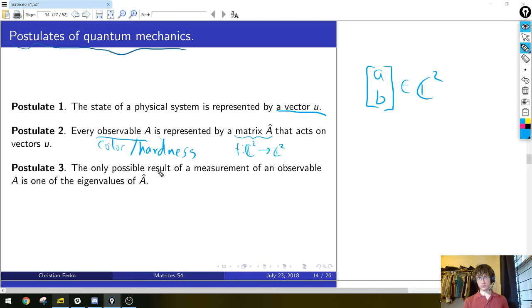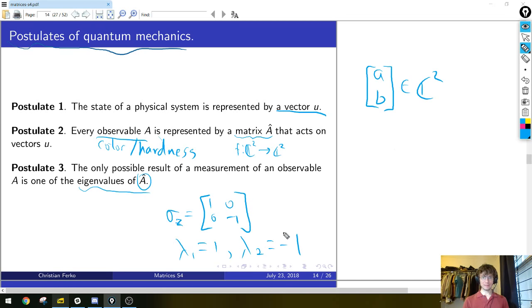Postulate 3: every time you perform a measurement, you measure an observable A. The only possible results you get for that measurement are the eigenvalues of the associated matrix A hat. So if we measure something associated with sigma z, which is 1, 0, 0, minus 1, the eigenvalues, since this is diagonal, are just the diagonal entries. You will only be able to get the results plus 1 and minus 1. Those are the only two. We can call plus 1 hard and minus 1 soft, or whatever names you want. But you will only get these two possible measurements and nothing else. That's it.